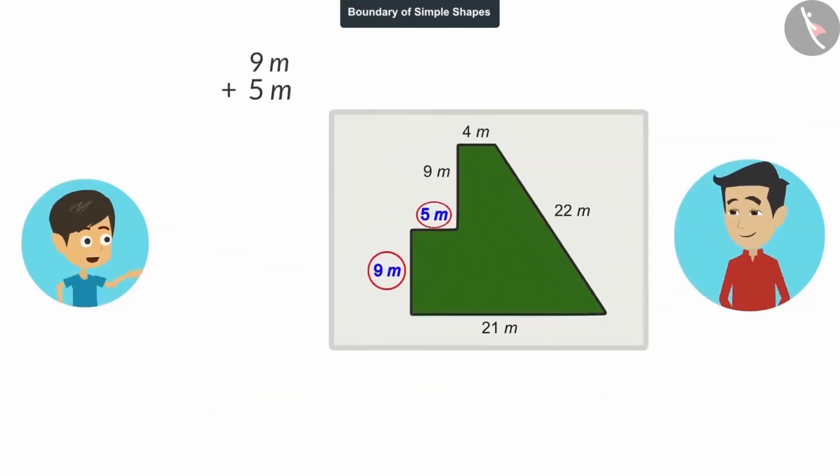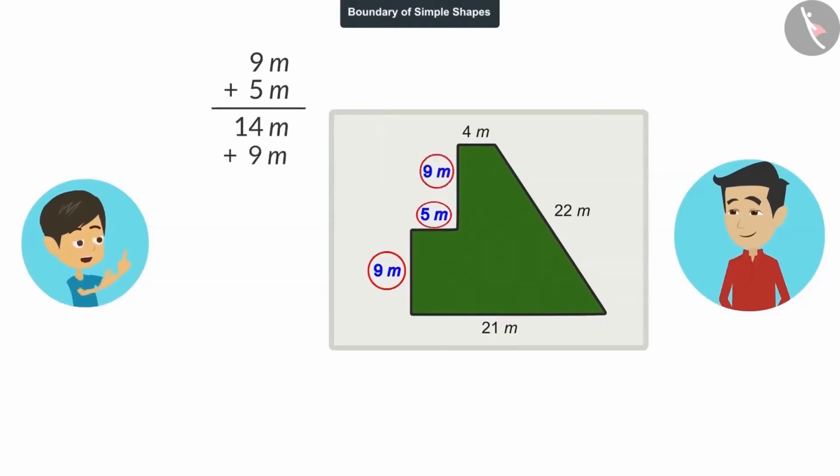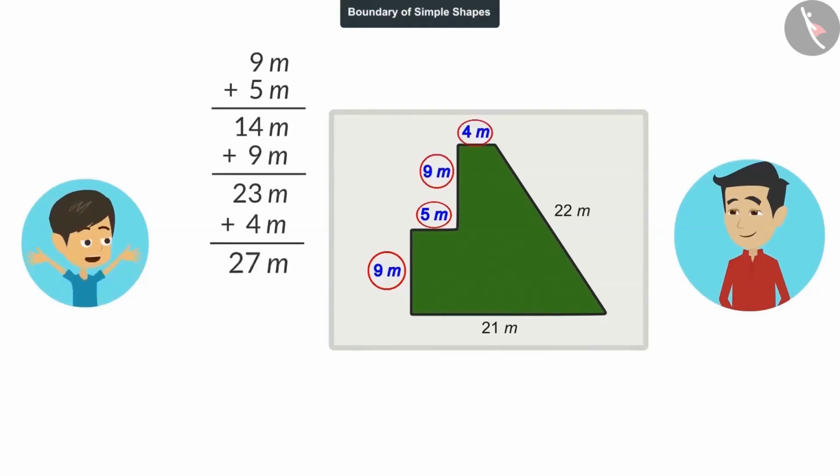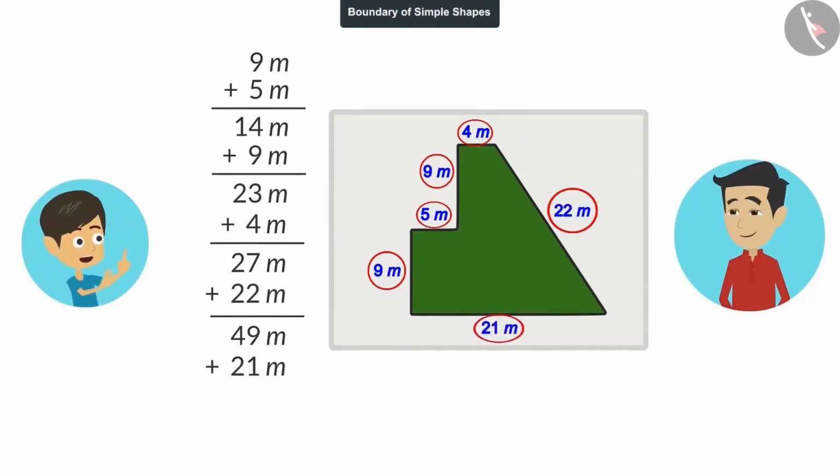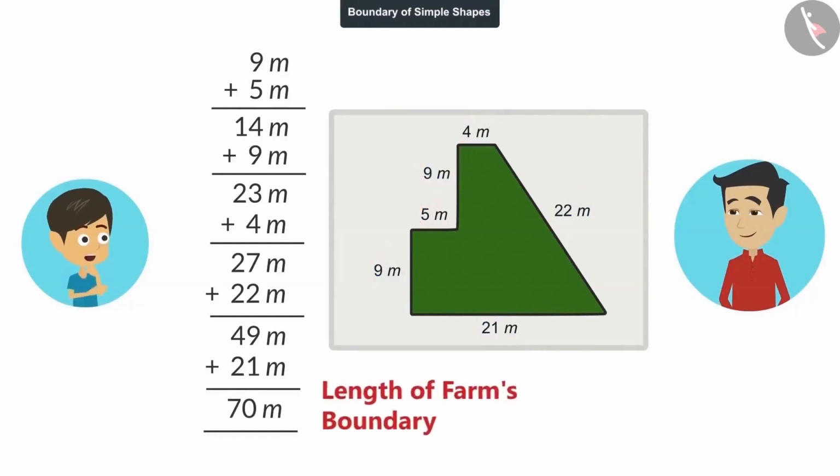9 meters added to 5 meters is 14 meters. 14 meters added to 9 meters is 23 meters. 4 meters added to 23 meters is 27 meters. 27 meters added to 22 meters will be 49 meters. If we add 21 meters to 49, the answer will be 70 meters. That means the length of our farm's boundary is 70 meters.